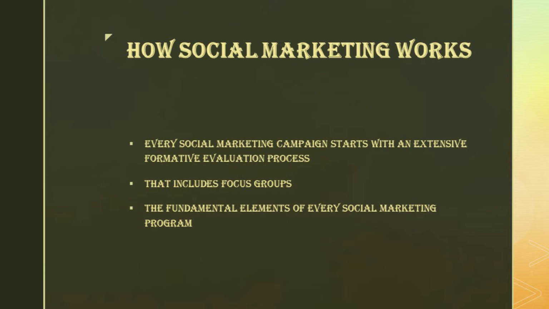The fundamental elements of every social marketing program, examples of which are the product being promoted, its price to the target audience, the strategy to promote the product, and the place or channel through which the product is communicated to the intended audience. These factors, which is product, price, promotion, and place, are also referred to as the 4 Ps of social marketing.